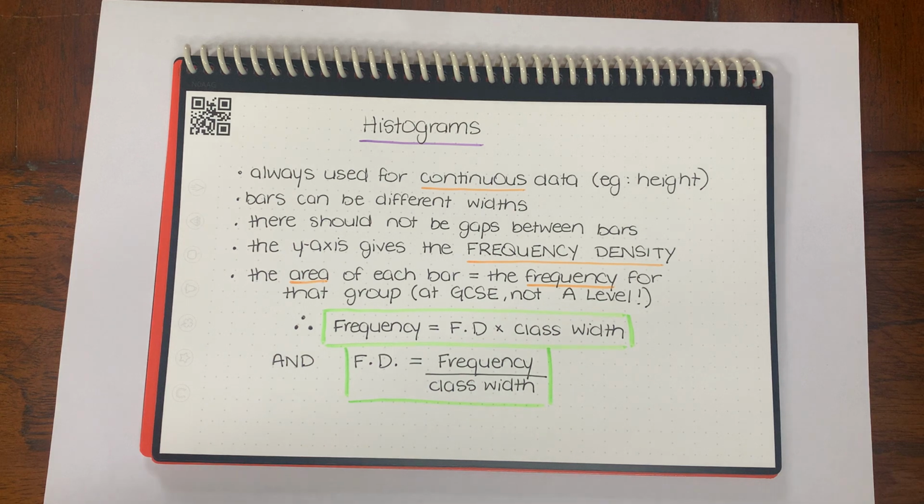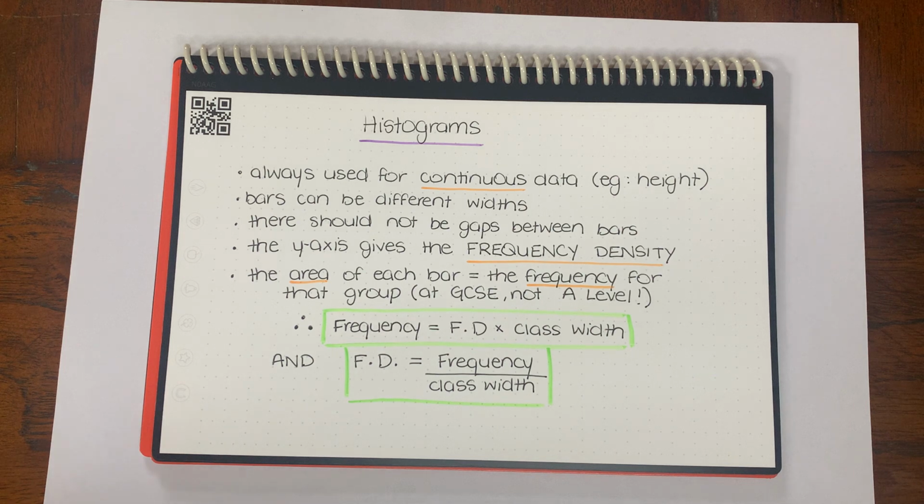Unlike bar charts, in histograms, the bars can be different widths, although they might not always be, and you generally should find that there aren't any gaps between your bars unless you're missing some data. The y-axis on a histogram gives you your frequency density, which is different to your frequency, and if you're drawing a histogram, you must label the frequency density to get full marks.